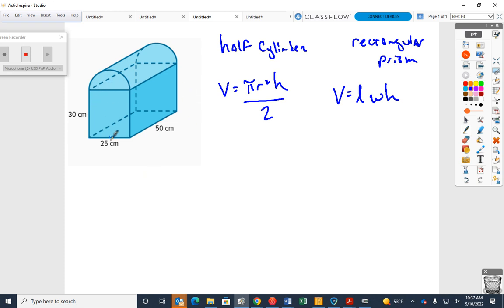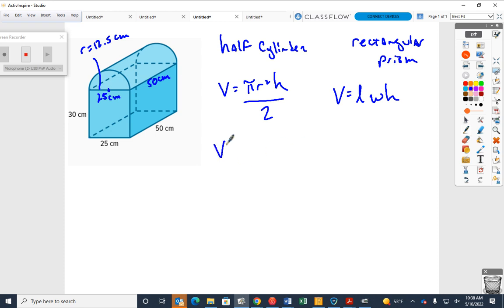That means if this is 25, guys, what is this? 5. Okay, so from here to here would be half of 25. So what would the radius be here? 12.5. 12.5 centimeters. Okay, now, the other thing they said, well, we don't have a height. But do we have a height technically? If this is 50, what is this? 50. Okay, so do we have everything we need? Yes, we do. Let's plug in numbers.